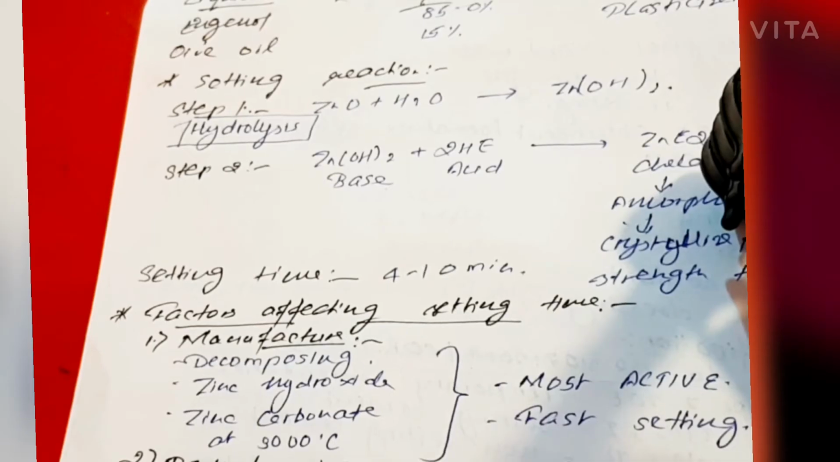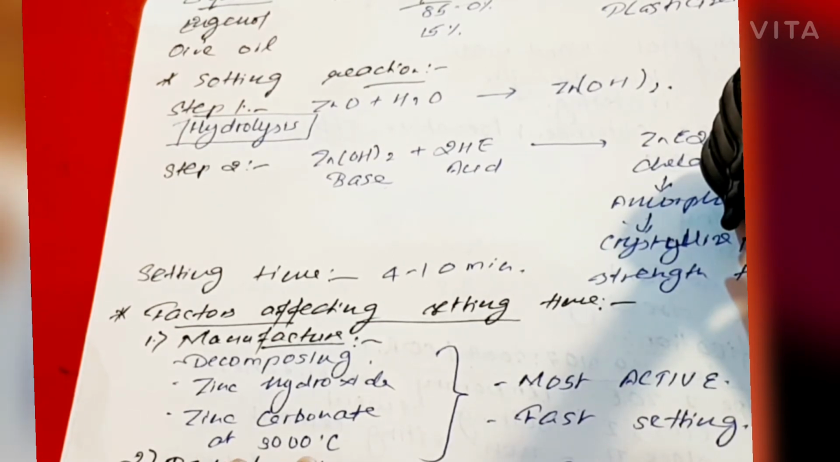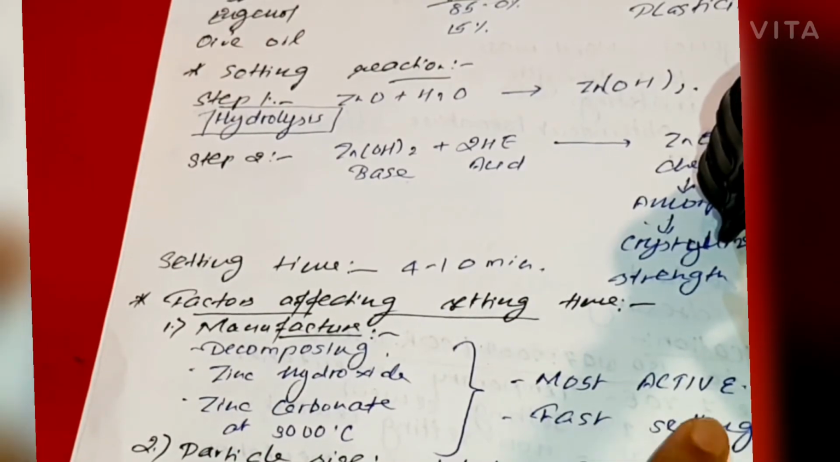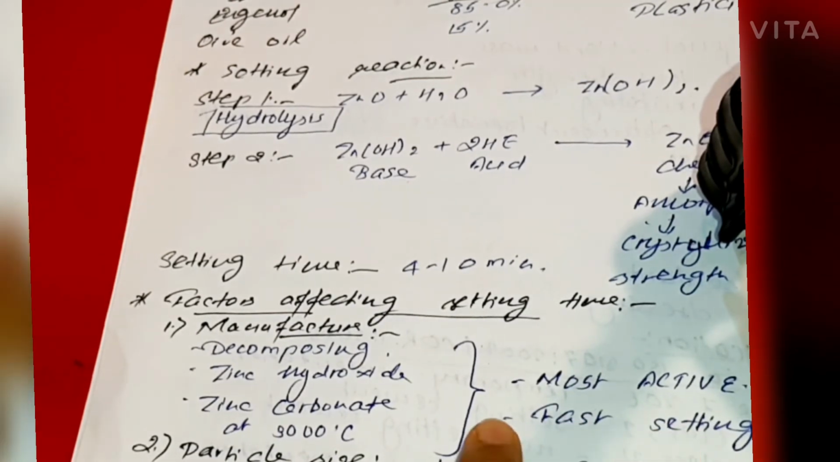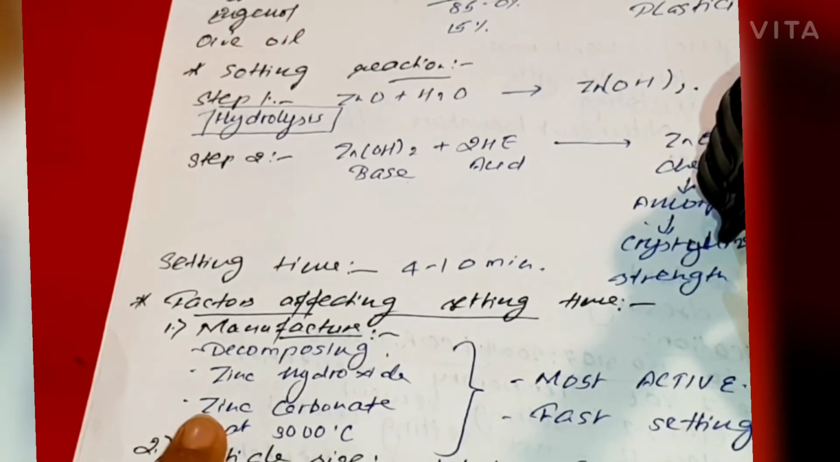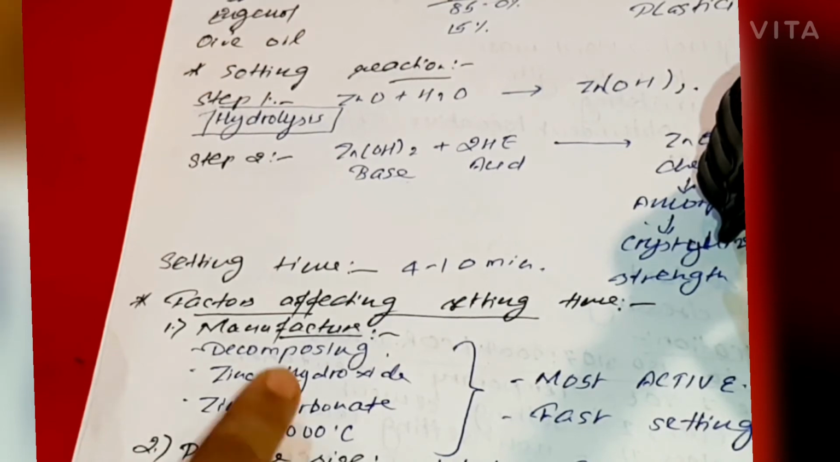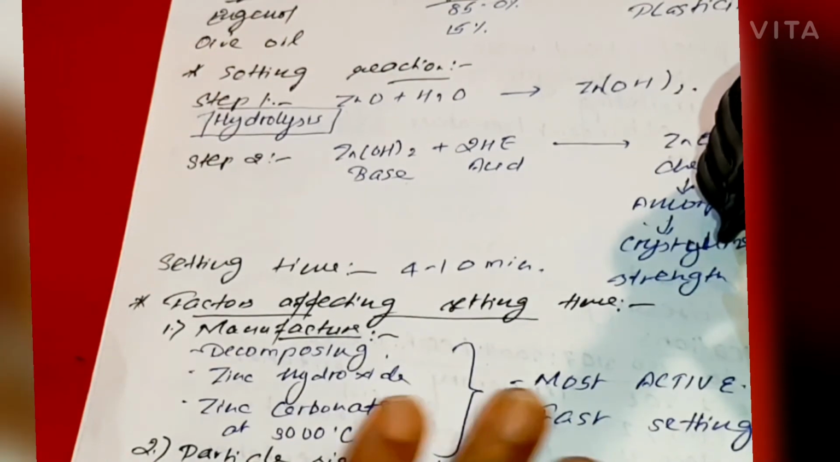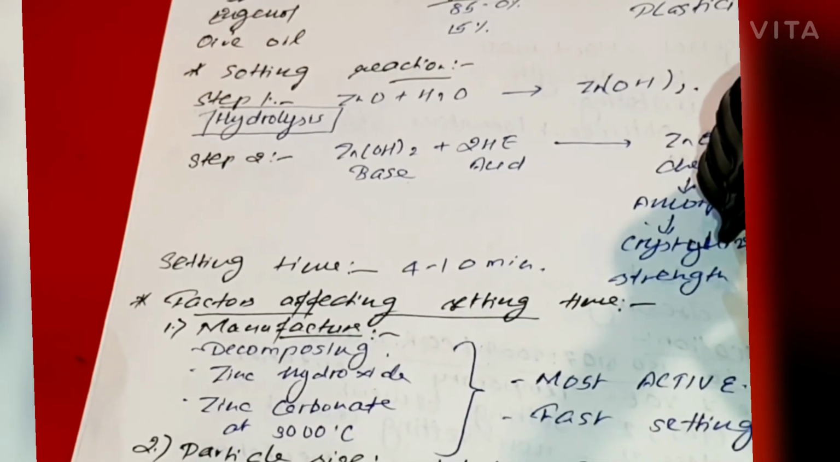Now the factors affecting setting time. The first one is manufacture, how it is manufactured. The most active zinc oxide powders are zinc salts like zinc hydroxide and zinc carbonate, made by heating at 300 degrees Celsius. So these are the most active and the fast setting salts.